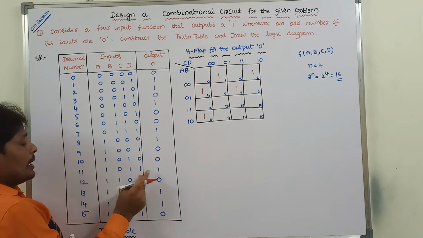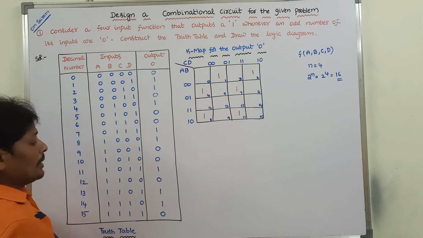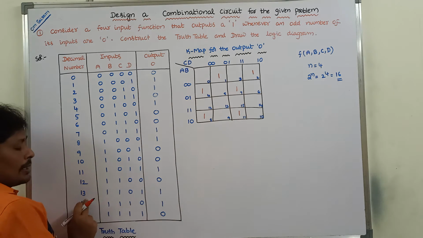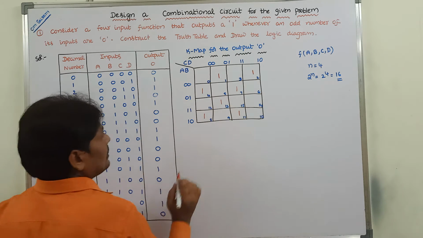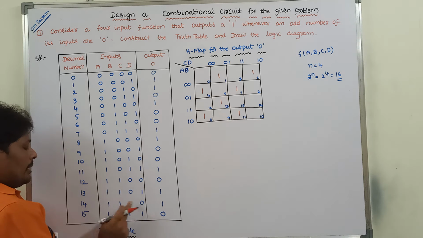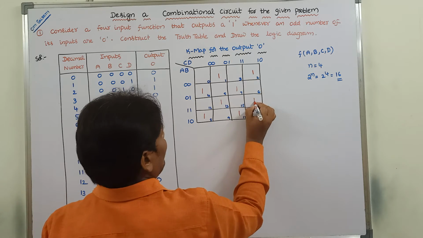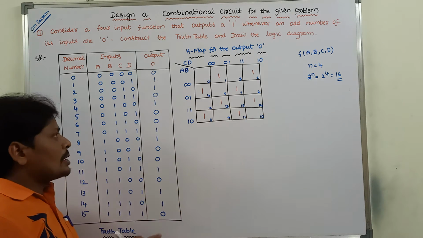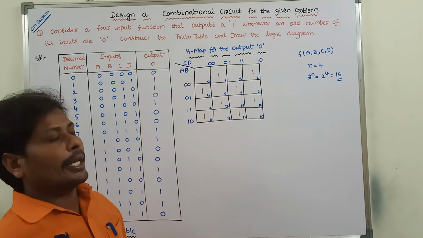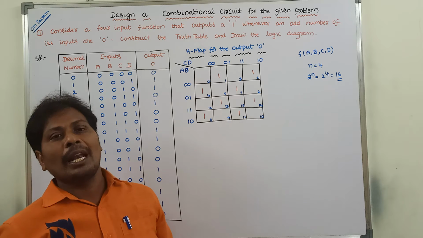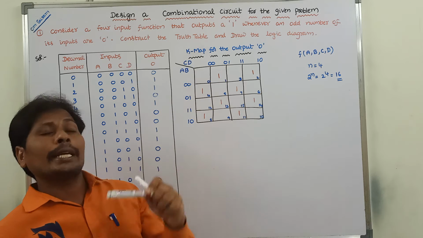Next, the equivalent decimal value is 11, so we insert 1. Next, decimal value 13, we insert 1. Next, decimal value 14, which is this cell. Once we have inserted all the ones in the 4 variable Karnaugh map, we have to find the minimal expression for the output variable O using the K map.